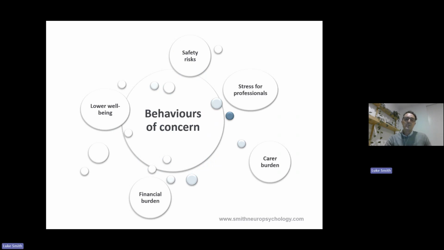So behaviour of concern, which is what you can see here on the slide, is any change in behaviour or personality for someone living with dementia that causes them or other people distress. Why it's important to consider this term, and behaviours of concern is just one term. There are other types of terms used to describe these behaviours. This is just the one that I use. It's important to consider whether the behaviour is just slightly different or strange, or whether it's a behaviour of concern. I will give you an example of this.